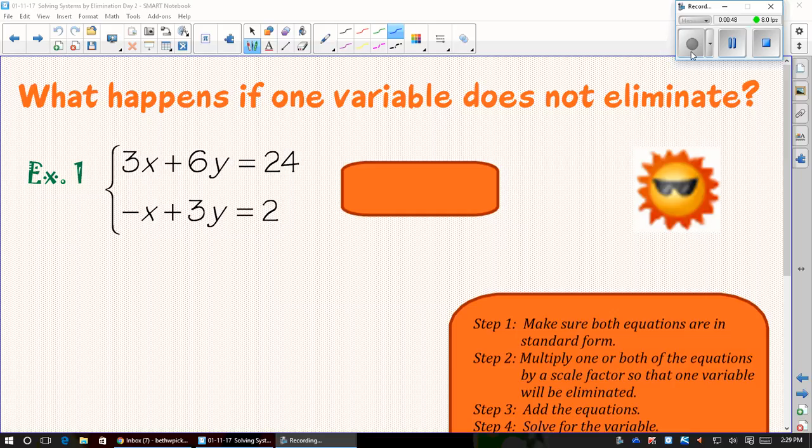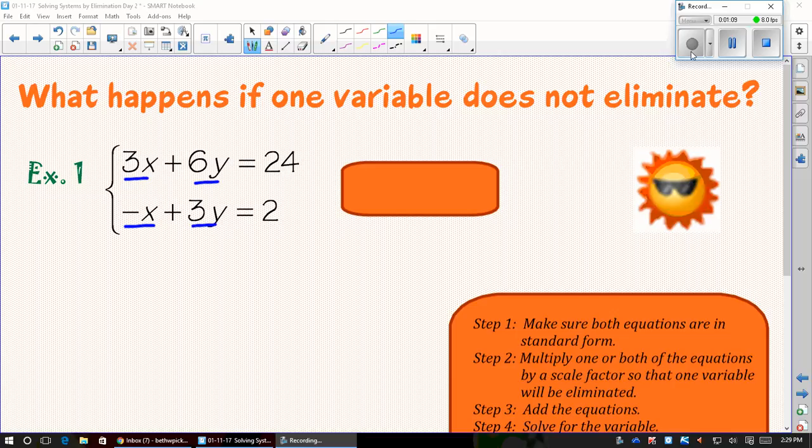So if we look at this one, we see that both equations are in standard form. But if we were to add together both of these equations right now, the 3x added to the negative x is going to give us 2x, so that does not eliminate x. And 6y added to 3y is going to give us a 9y. So neither the x got eliminated nor the y got eliminated.